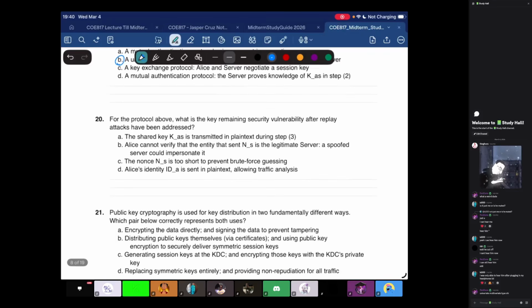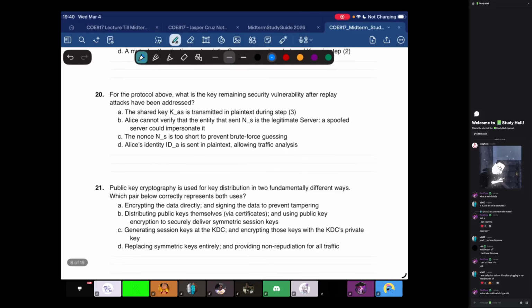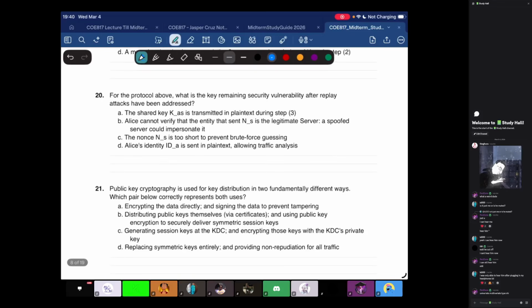For the protocol above, this one again, there's no pre-context. But for the protocol above, what is the key remaining security vulnerability after replay attacks have been addressed? The key remaining security vulnerability is that Alice wouldn't be able to verify that the entity that sent the nonce is a legitimate server, and it could be spoofed or impersonated. So that is the remaining vulnerability that still persists.